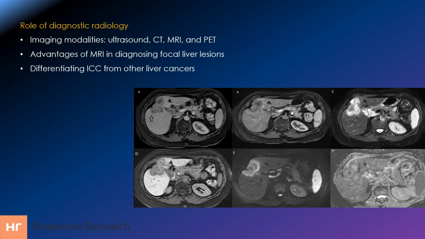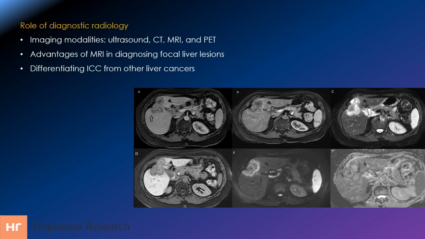MRI is generally considered superior to CT and ultrasound in diagnosing focal liver lesions, since we can evaluate different imaging sequences and functional data using MRI. For example, DWI has shown promise in distinguishing ICC from HCC. In addition, contrast-enhanced imaging techniques such as multi-phase contrast-enhanced CT and dynamic contrast-enhanced MRI have improved the visualization of tumor vascularity and aid in characterization and differentiation of ICC from other hepatic malignancies.